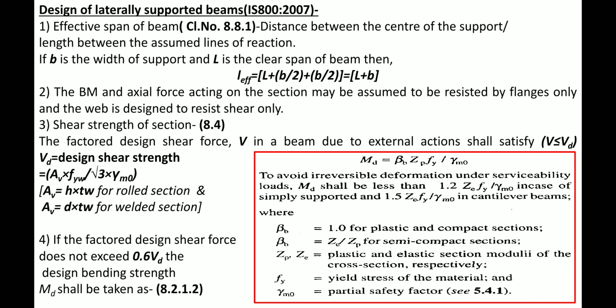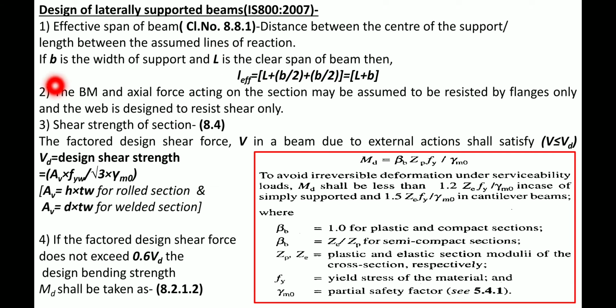Then coming to the next point, design of laterally supported beam as per the Indian Standard IS 800:2007. First of all, we are going to find out the effective span as per clause number 8.8.1. The effective span of a beam is nothing but the distance between the centers of the supports or the length between the assumed lines of reaction.